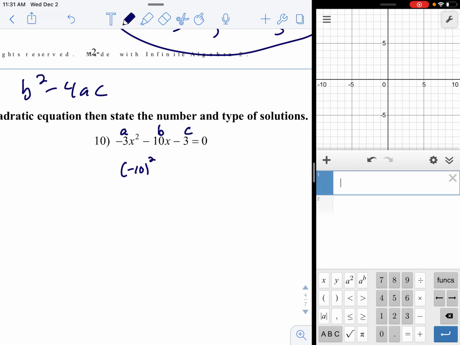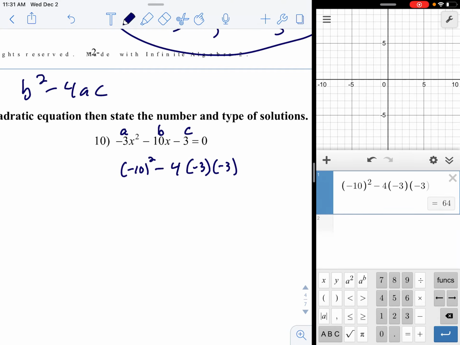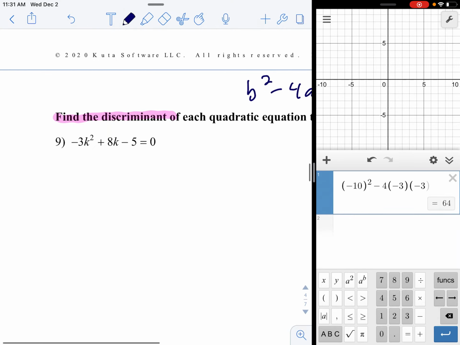Again, I'm going to use my calculator over here. Negative 10 squared minus 4 times negative 3 times negative 3. So here the discriminant is 64. Find the discriminant. There it is. That's our discriminant.